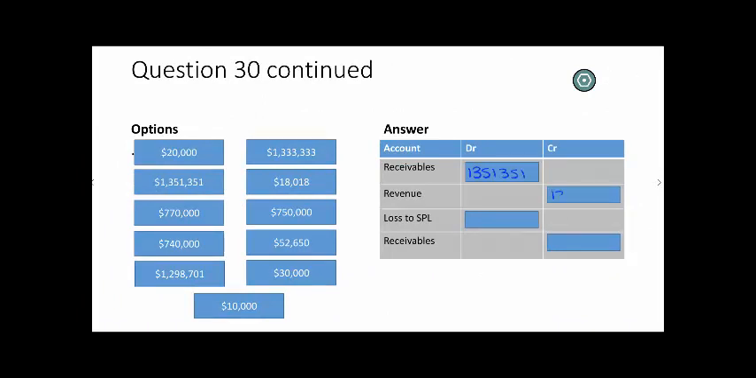So in terms of selecting our answers, we would need to show 1351351 as the amount to be recognised when the sale is initially made, and then our loss to be recognised in our statement of profit or loss would be 52,650, and we would actually go and reduce the value of the receivable to appear in the SFP for that same figure.